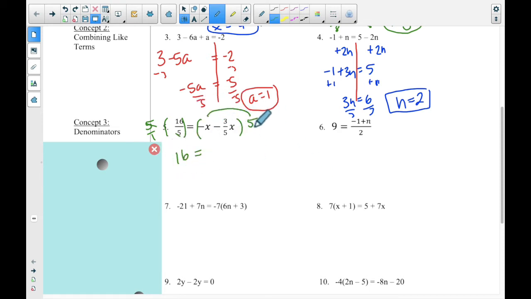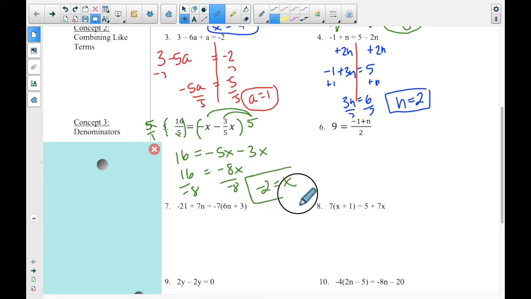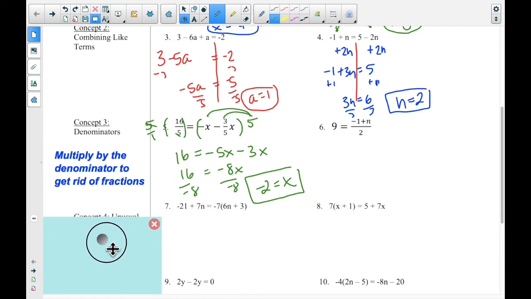On this side, I do need to distribute, and that gives me a negative 5x minus, and here the 5 cancels again, so I get 3x. Now this is going to be a lot easier to solve than if I had left that fraction in there. I combine those like terms, I divide by negative 8, and I get negative 2 is equal to x. So when you have a denominator, the easiest thing to do is to multiply by that denominator to get rid of the fractions. I would say pause the video here and write that down on the margin.